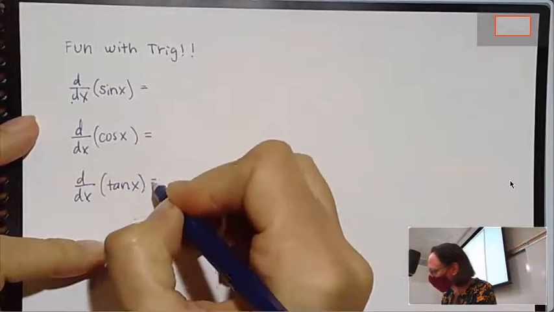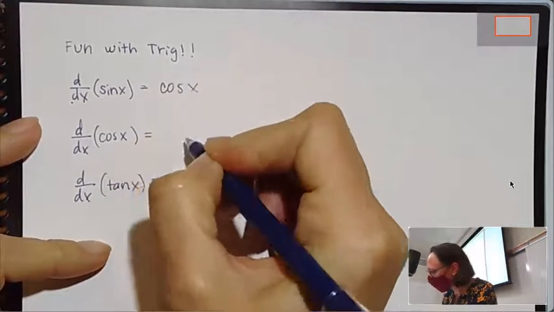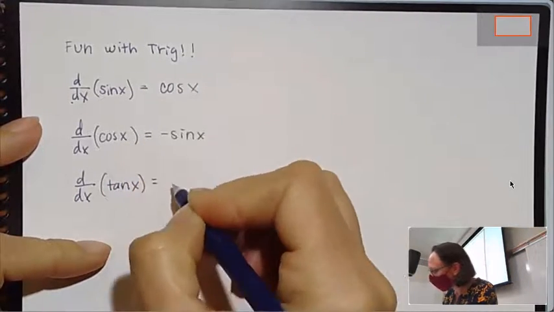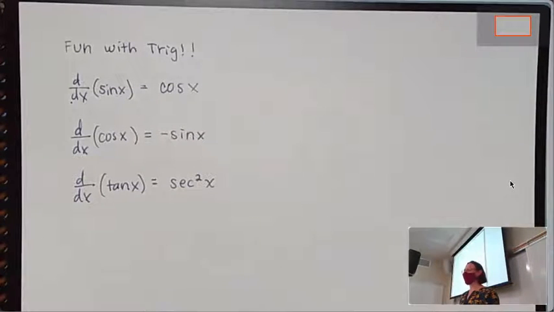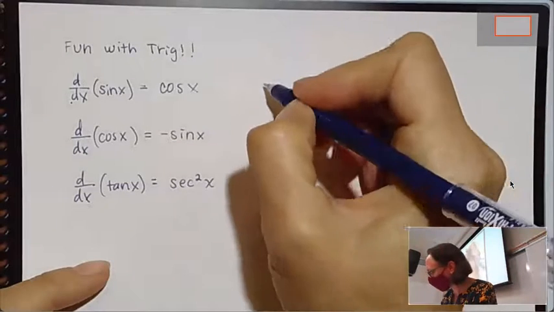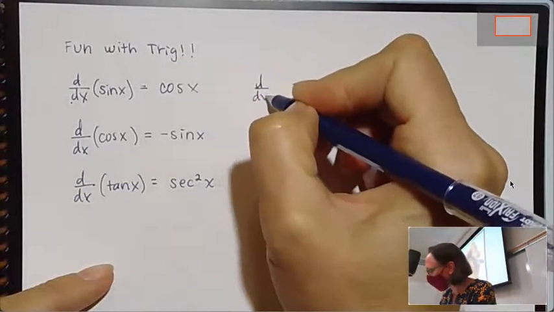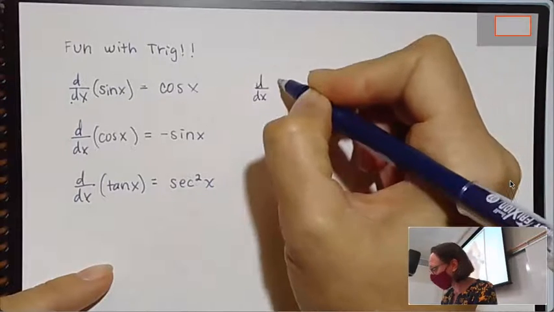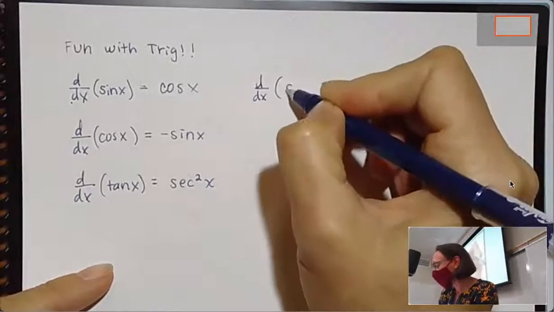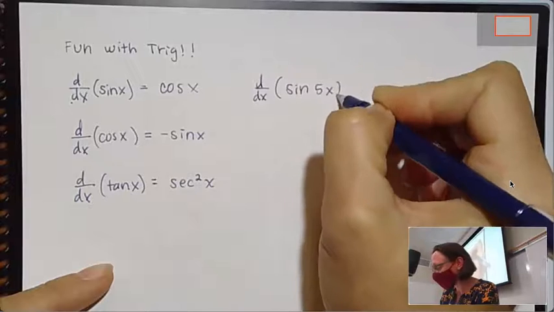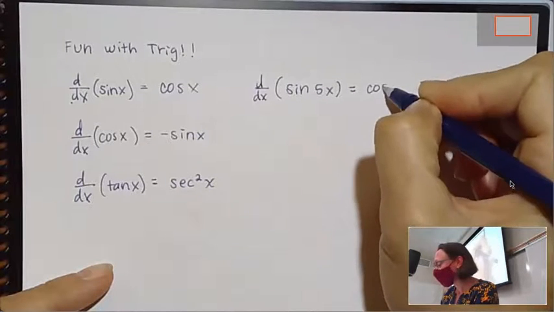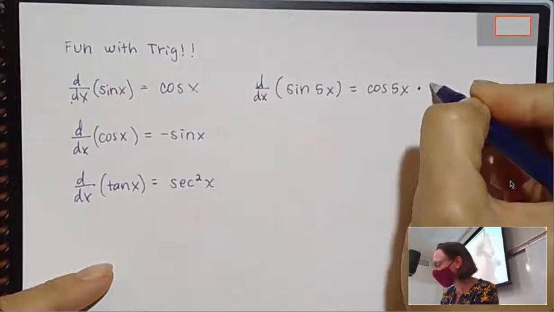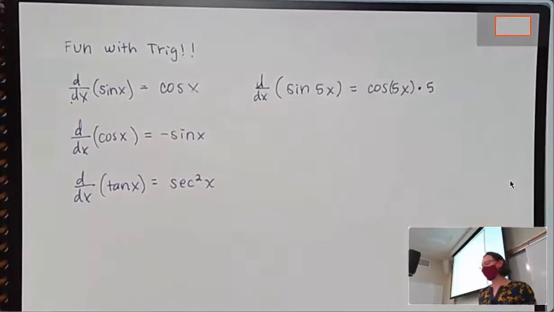So the derivative of sine is cosine, the derivative of cosine is negative sine, the derivative of tangent is secant squared. Now, just to refresh our memory, let us not forget that we might have to employ some chain rule. If I had the derivative of sine of 5x, that's going to look like cosine of 5x times 5. Now, I'm putting parentheses around the 5x.